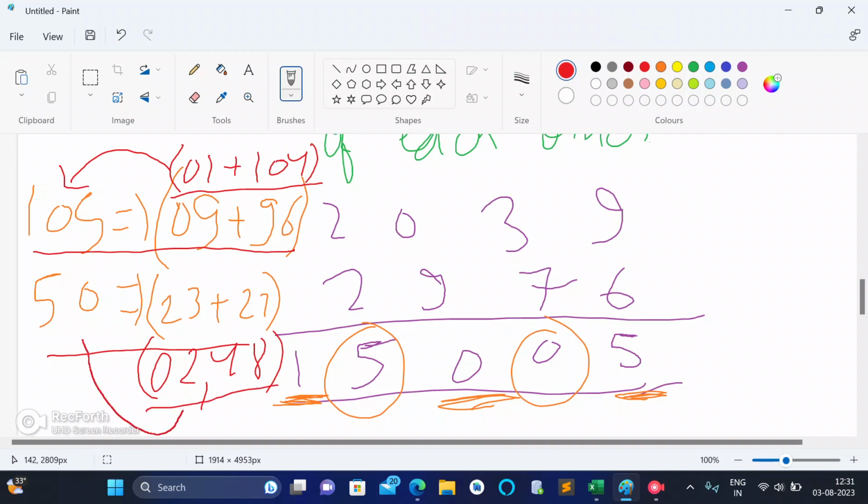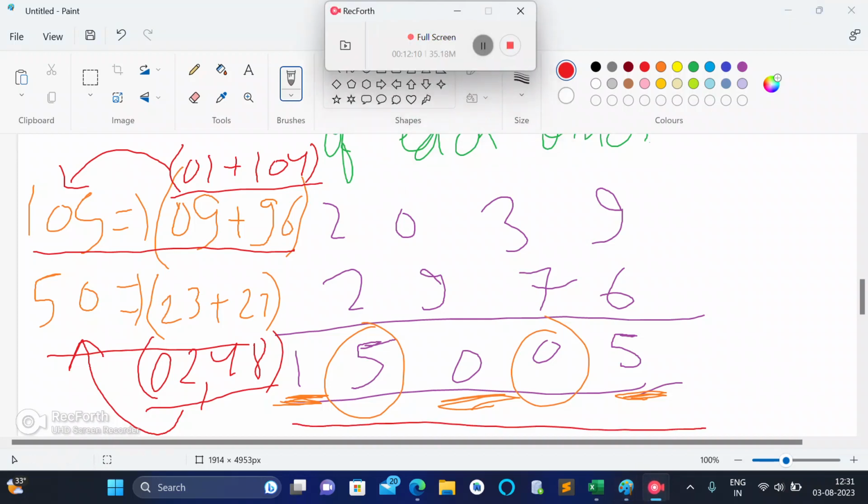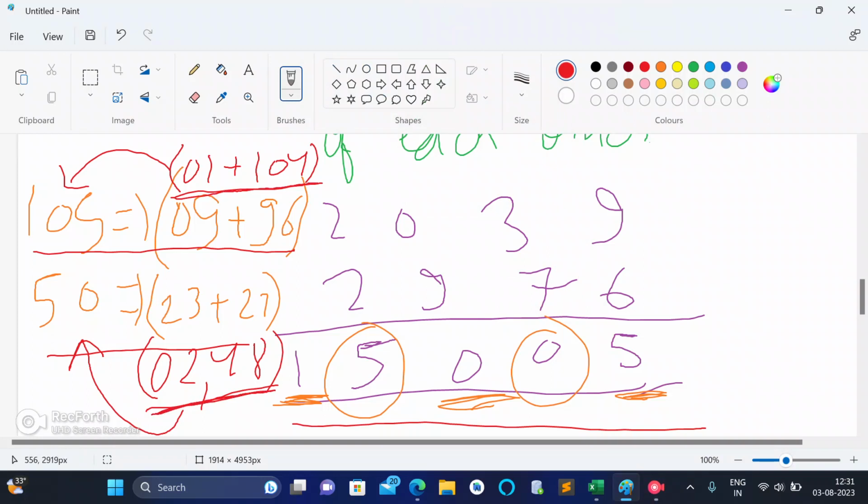Then don't you think that 01 and 104 also gives the same answer, 105? 02 and 48 also gives the same answer as 50. So our sum will come out to be this only, that is 15005. 01 and 104 sum comes out to be 105, and 02 and 48 sum comes out to be 50.